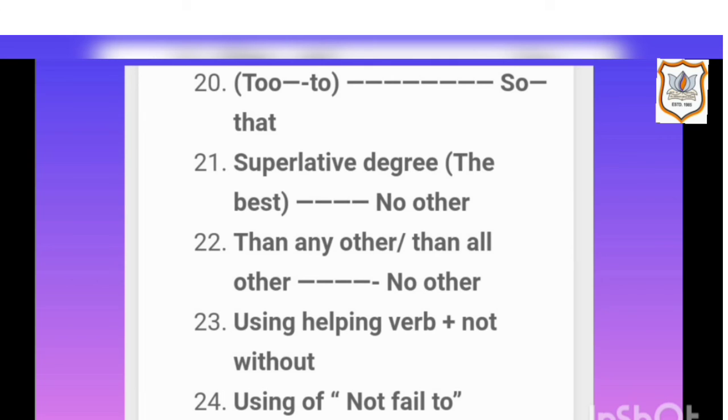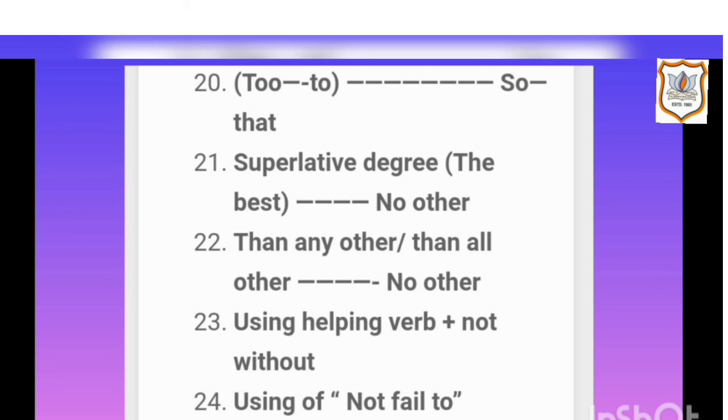The next rule is the superlative degree, the best, which will be changed to no other. For example, Arun is the best boy in class. So we will change it: no other boy in the class is as good as Arun.